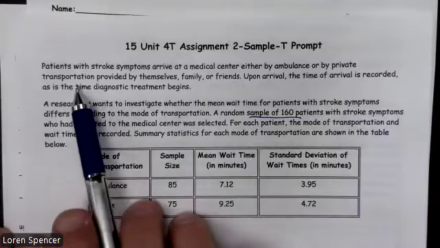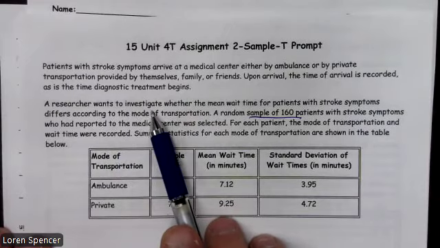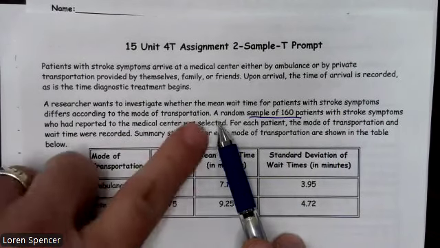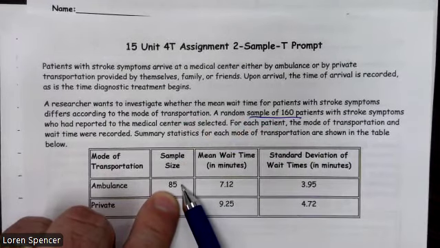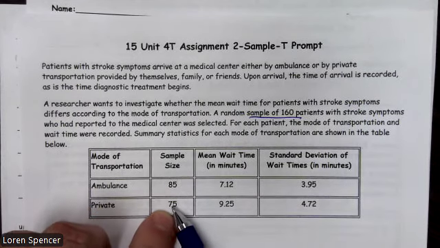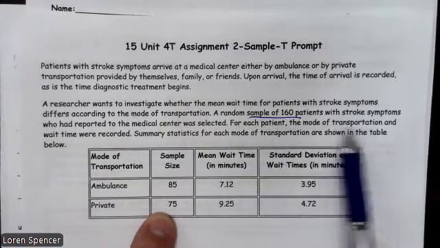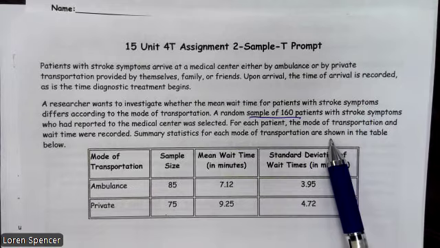Upon arrival, the time of arrival is recorded, as is the time diagnostic treatment begins. A researcher wants to investigate whether the mean wait time for patients with stroke symptoms differs according to the mode of transportation. Should say two random samples. A random sample of 85 patients with stroke symptoms who arrived by ambulance, and a random sample of 75 who were self delivered to the ER. For each patient, the mode of transportation and the wait time were recorded. Summary statistics for each mode of transportation are shown in the table below.